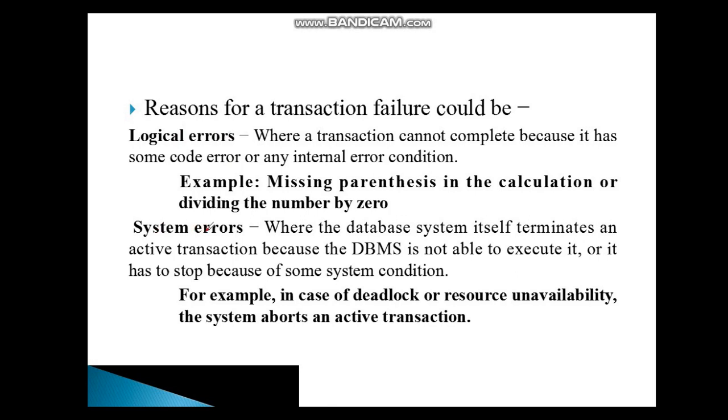Next is system errors, where the database system itself terminates an active transaction because the DBMS is not able to execute it, or it has to stop because of some system condition. The best example here is when a system is in deadlock or resource unavailability, the system aborts an active transaction. Due to the lack of resources or the unavailability of resources, the system aborts an active transaction. So this is the system error.